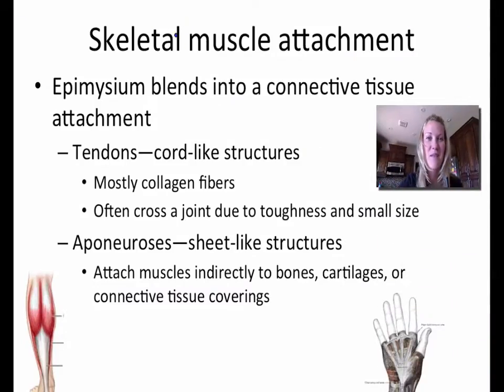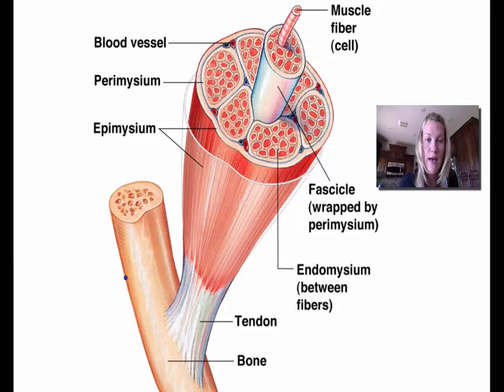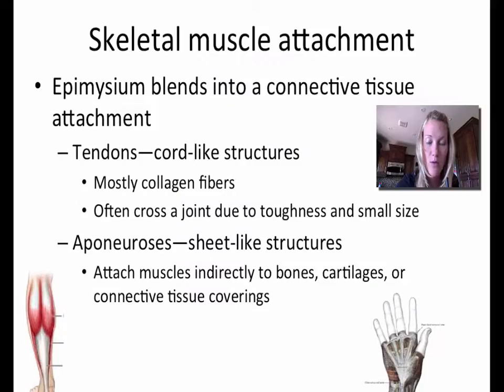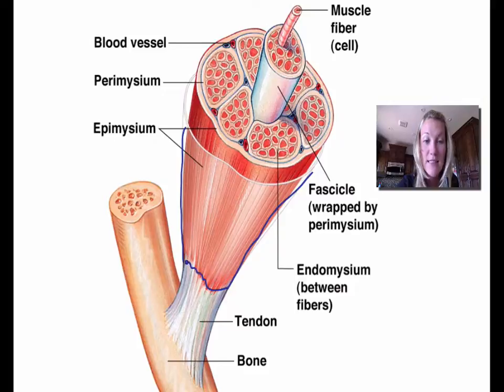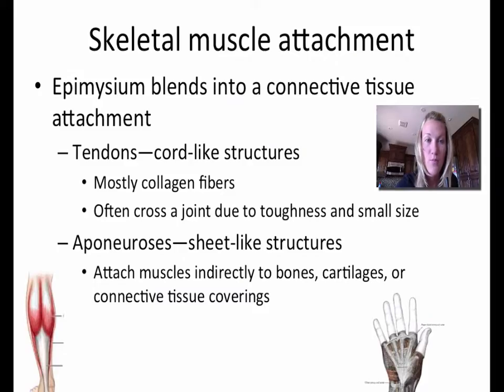Okay, so some skeletal muscle attachment. The epimysium blends into connective tissue attachments. So that means, let me actually go back really quick. Okay, so if you're looking at the epimysium, which is right here, at some point that epimysium, or that connective tissue, is going to connect with something like a tendon, for example. So the epimysium blends into a different connective tissue attachment.